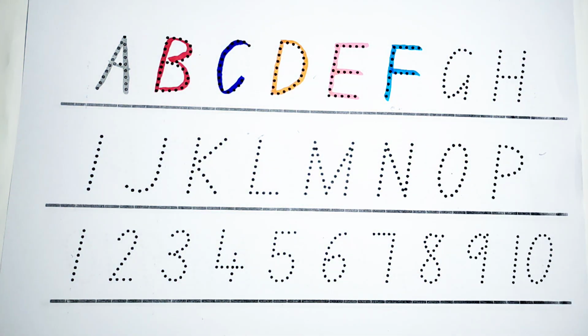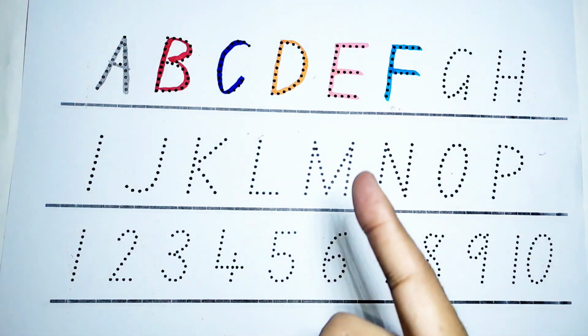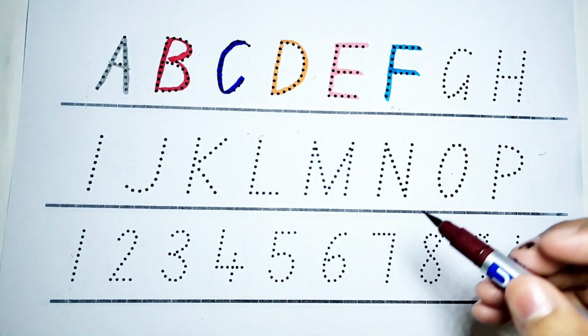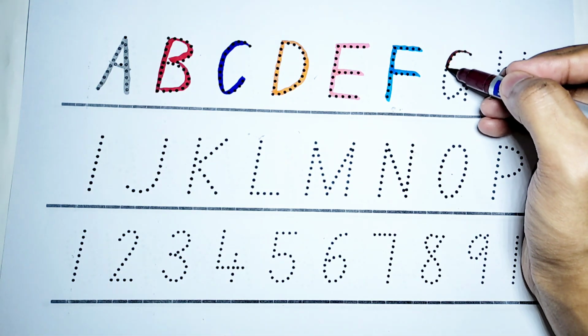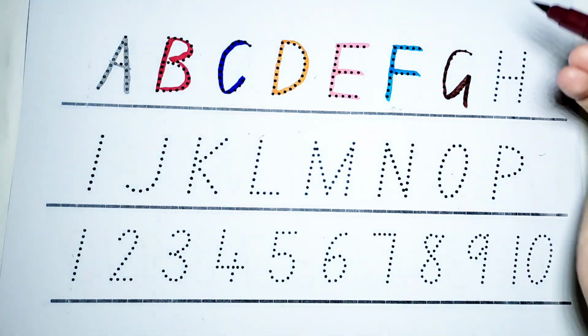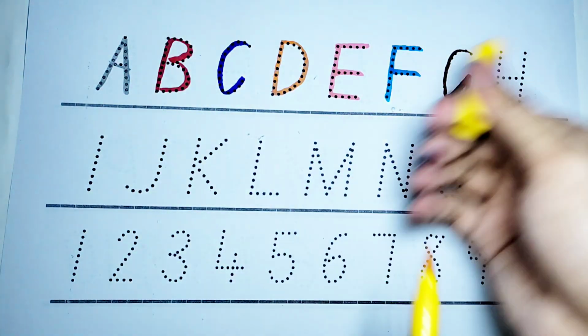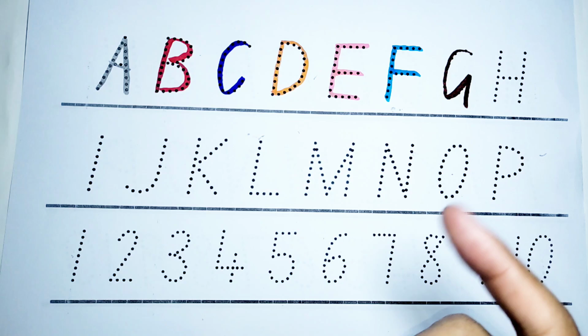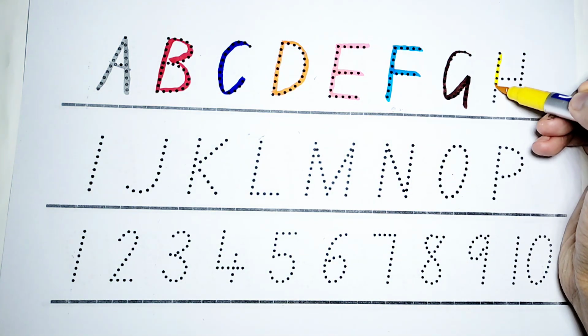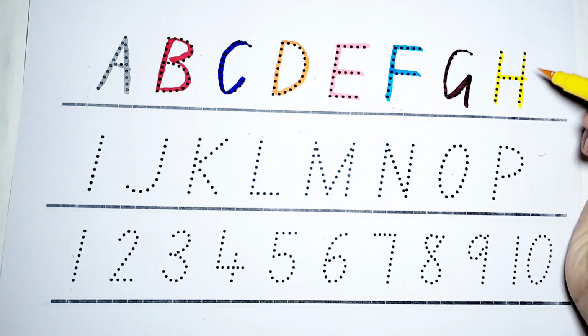Now we draw F. Brown color. Now we are using the color of brown and draw G. Kids, now we are using and opening the color of yellow. H.